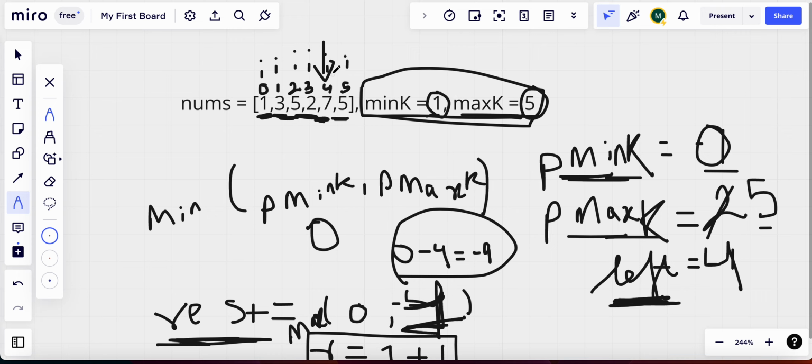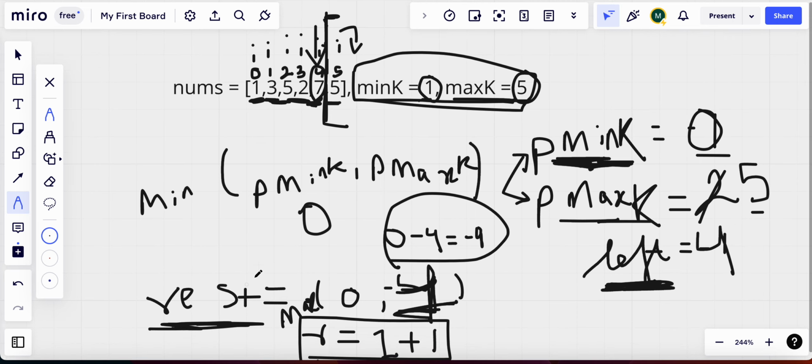Since that was the case, for our subarray to form, the minimum of both of these distances, I mean the minimum position of our min k and the minimum position of our max k, should be greater than our left bound. So it should be more than our left bound. Any value min k and max k, both of them should be present to the left of this value here. That is only when we are going to find our subarray.